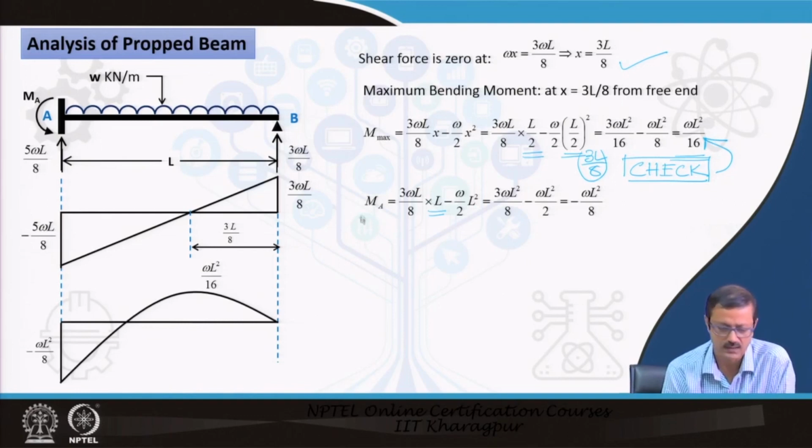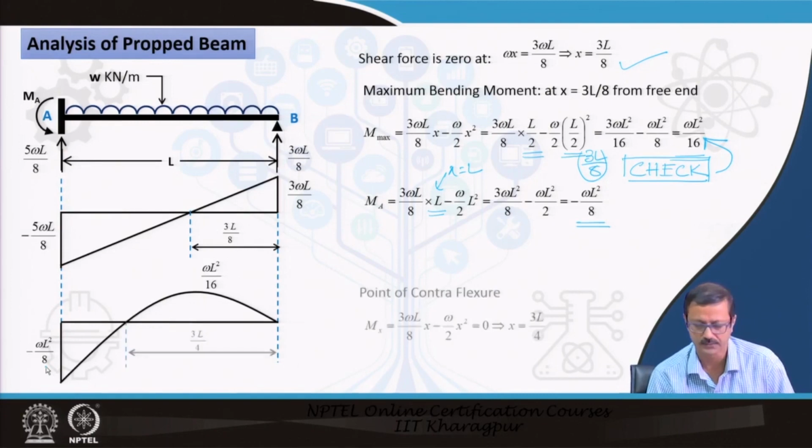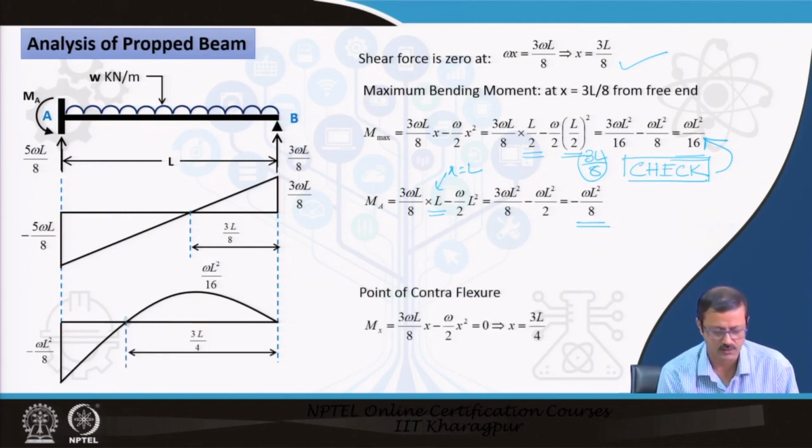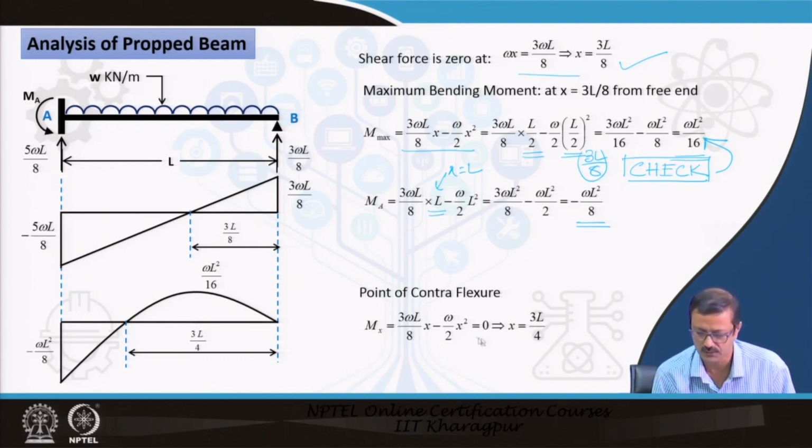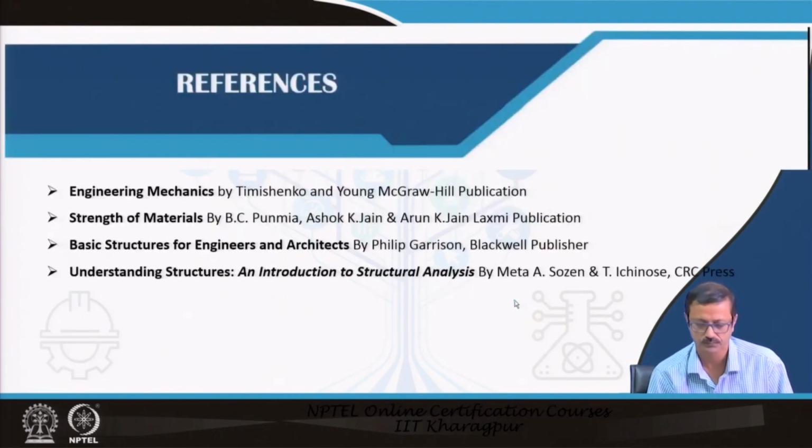Okay. And then M A at particular point A, just by putting x equal to L, you can find this is minus W L square by 8, and then we can also find the point of contraflexure, just by putting M x equal to 0, and get the value of 3L by 4.